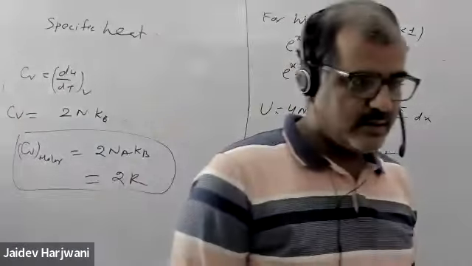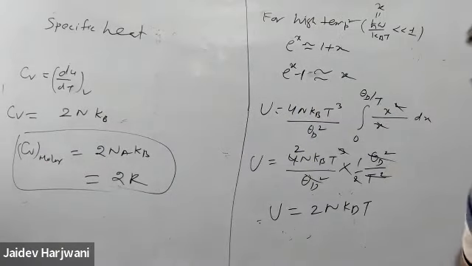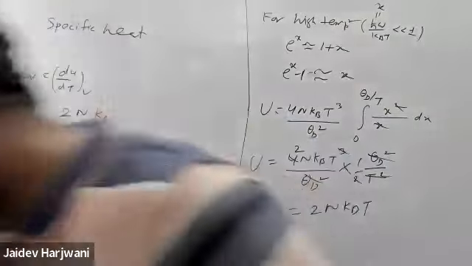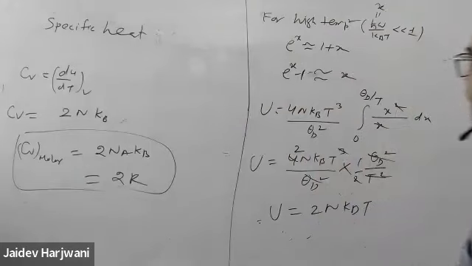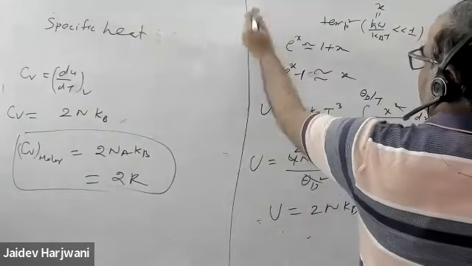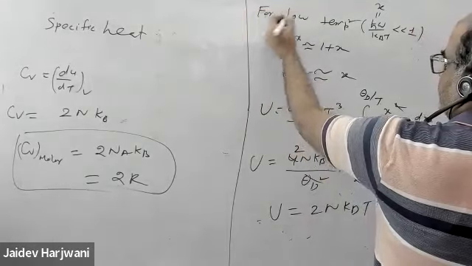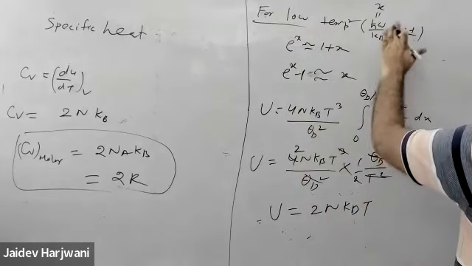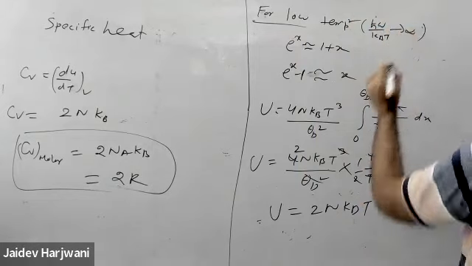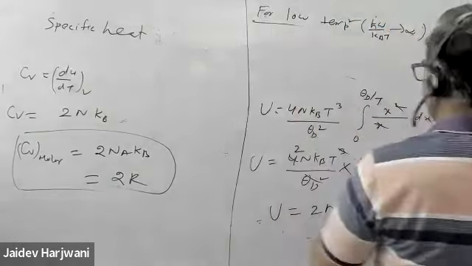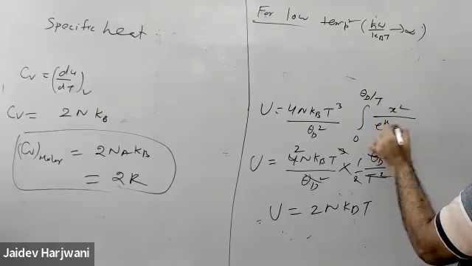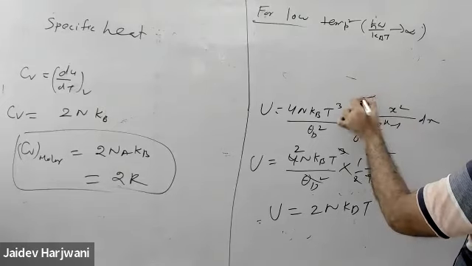Now we need to calculate this for what? Low temperature. Now put it here for low temperature. At low temperature, this limit will tend to infinity. So this limit will be what? We have here x square over e^x minus 1 dx, and this becomes infinite.